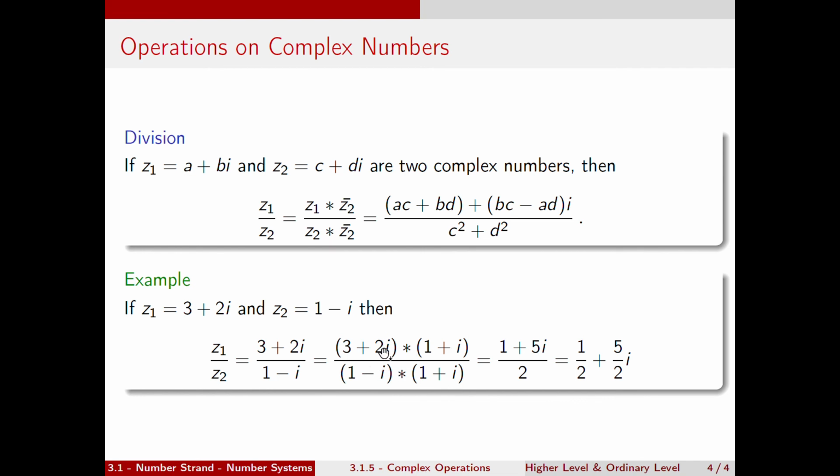Now this becomes a case of multiplying complex numbers together, which we've seen in the previous slides. 3 plus 2i times 1 plus i is equal to 1 plus 5i, and 1 minus i times 1 plus i is equal to 2. This will give us a half plus 5 over 2 i. It's important to note that if we multiply a complex number by its conjugate, we will get a real number.